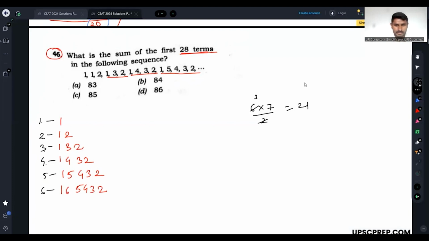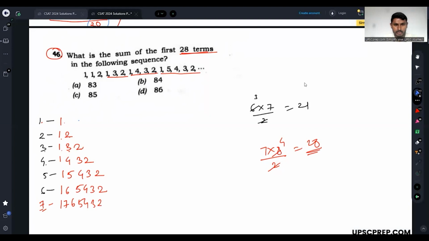So if I take the next sequence, which will be 1, 7, 6, 5, 4, 3, 2, okay, so totally 7 groups are there right now, right? So 7 into 8 by 2 will be 28. So basically these are the 28 terms. This is totally 28 terms because the sum of natural numbers 1 to 7 is 28. Okay. So we have to take the sum of all these numbers.